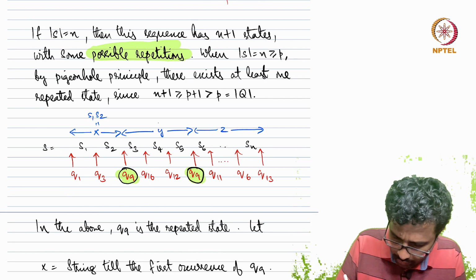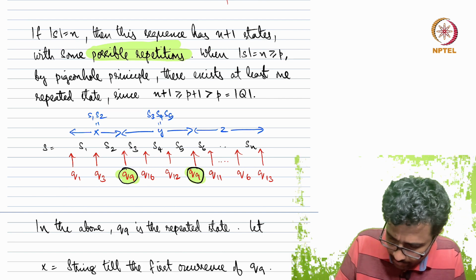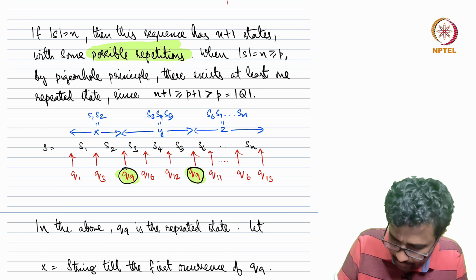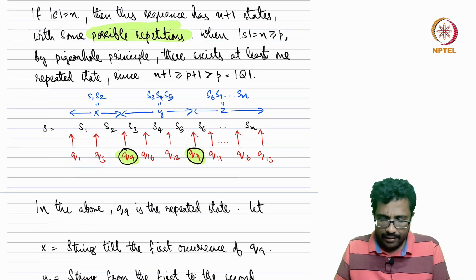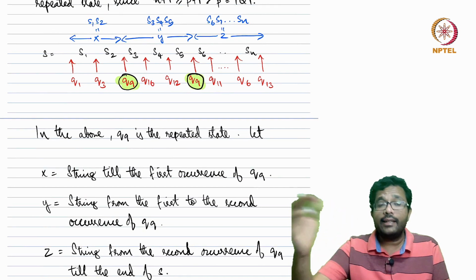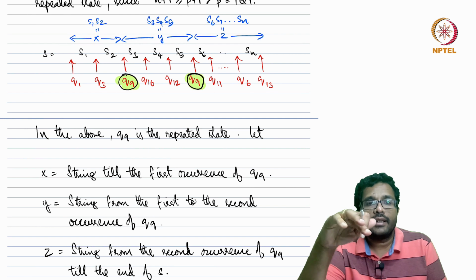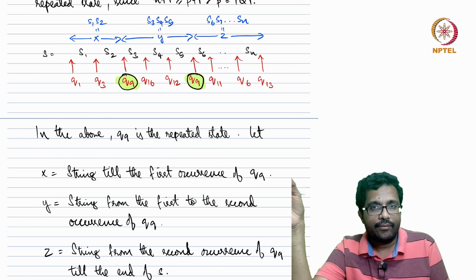S1, S2, Y is S3, S4, S5, and Z is S6, S7 up to Sn, right? So the rest of the string. So X again is the string till the first time Q9 occurs, Y is the string from the first till the second occurrence of Q9, and Z is the rest of the string, right?